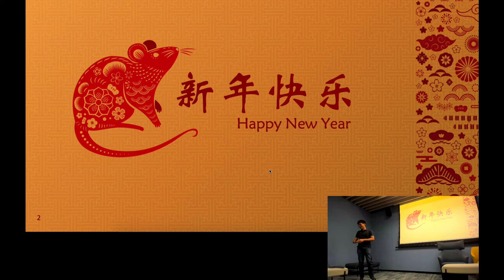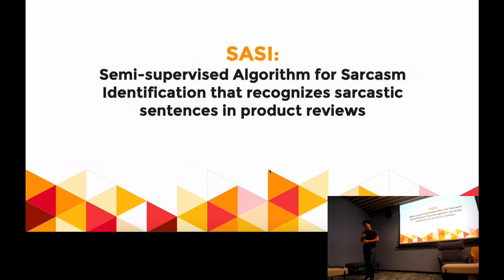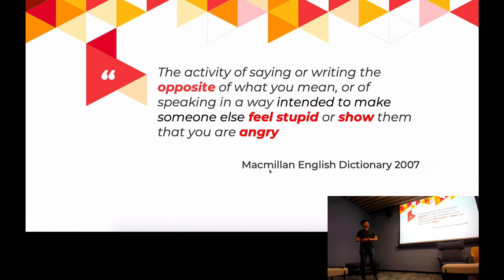So what I'm going to present now is on SASI. SASI is a semi-supervised algorithm for sarcasm identification that recognizes sarcastic sentences in product reviews. To begin with, what is sarcasm? Or rather, what defines sarcasm? If you open a dictionary, it says it's the activity of saying or writing the opposite of what you actually mean, with the intention to make someone feel stupid or to show them that you are angry.